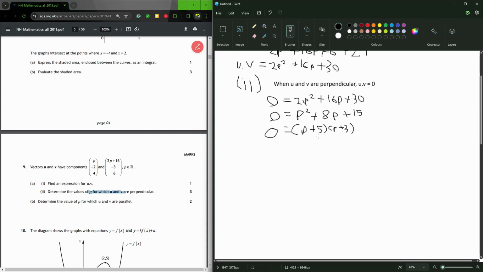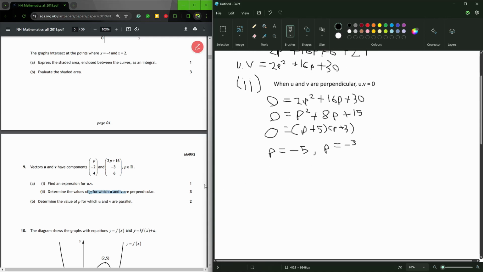So there you go. Now we just need to determine the values of p for a perpendicular. Remember, 0 equals two things multiplied together, so either one of these needs to be 0. So p could equal minus 5, because if you put minus 5 in there, plus 5, that's 0. Or p could also equal minus 3, because if you put minus 3 in here, then those two will cancel out. And then you're sorted. That's all you need to do.